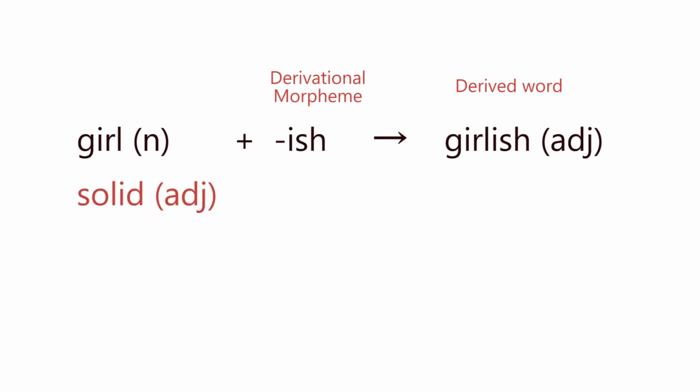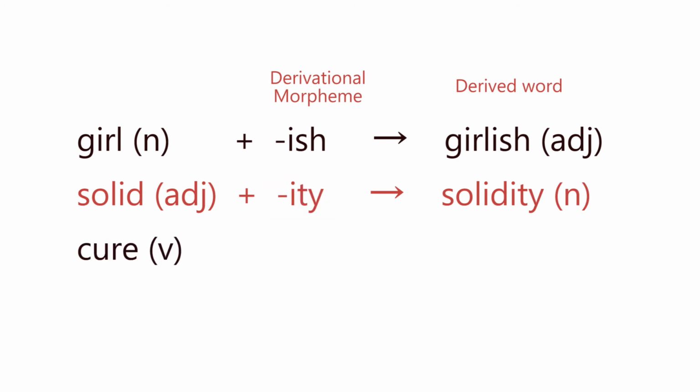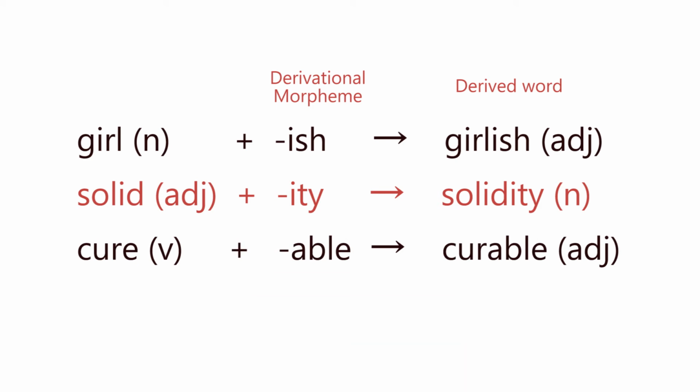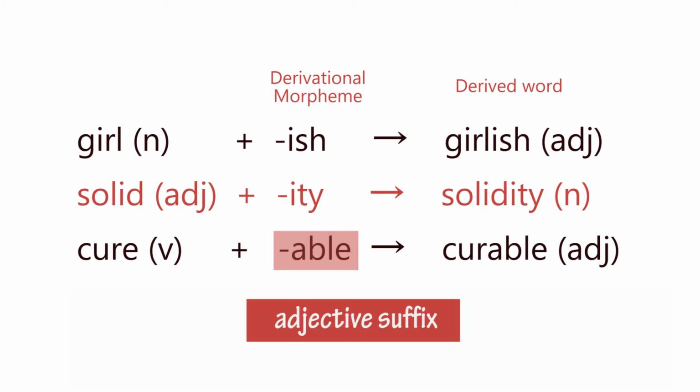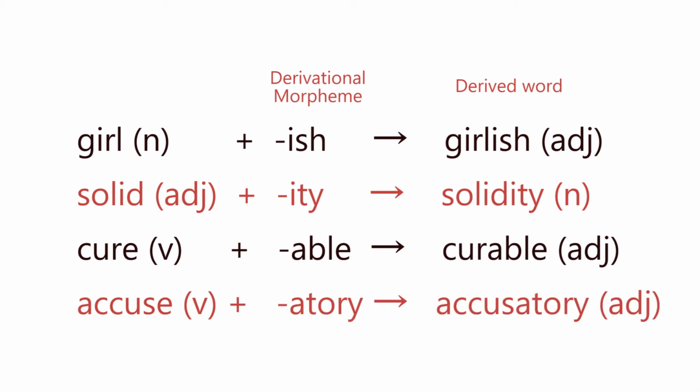And then we have solid, adjective. We have solidity, which is a noun. So -ity is a noun suffix. We have cure, verb, and curable, adjective. So -able is an adjective suffix. Accuse, verb. You can have accusatory, adjective.